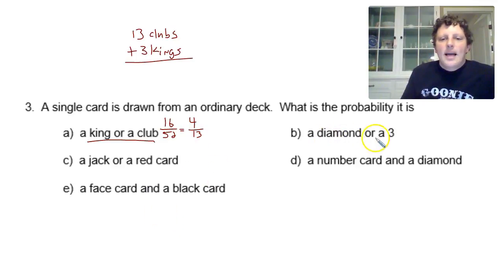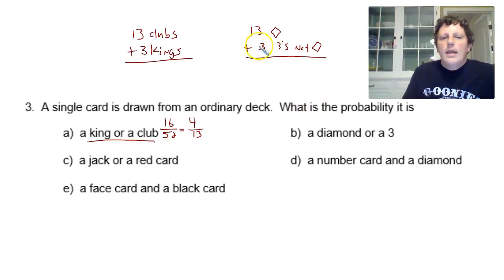All right, B, a diamond or a 3. Well, there are 13 diamonds, and there is a 3 of diamonds. Outside of the 3 of diamonds, there are 3 more cards that are also 3s that are not diamonds. I'm making sure I don't include a card 2 times. I'm subtracting out the overlap. In the formula, this would be the probability of a diamond plus the probability of 3 minus the overlap.